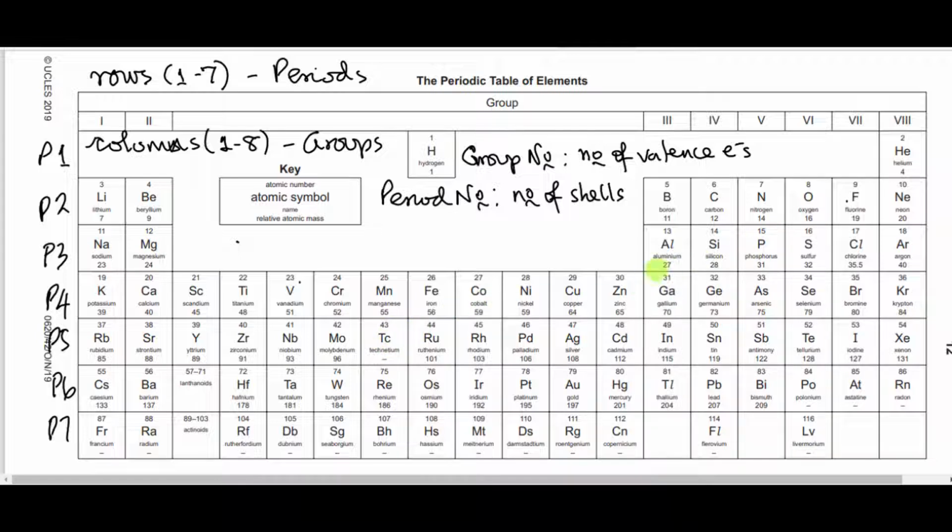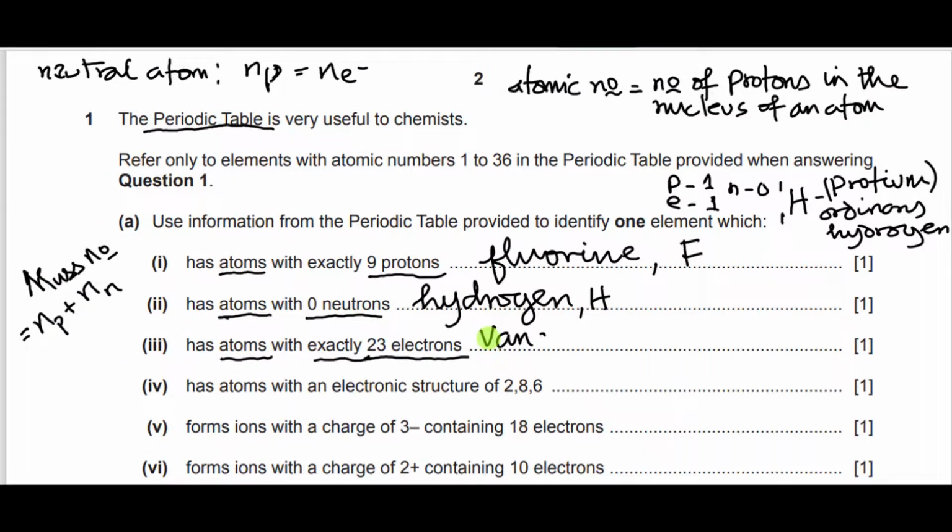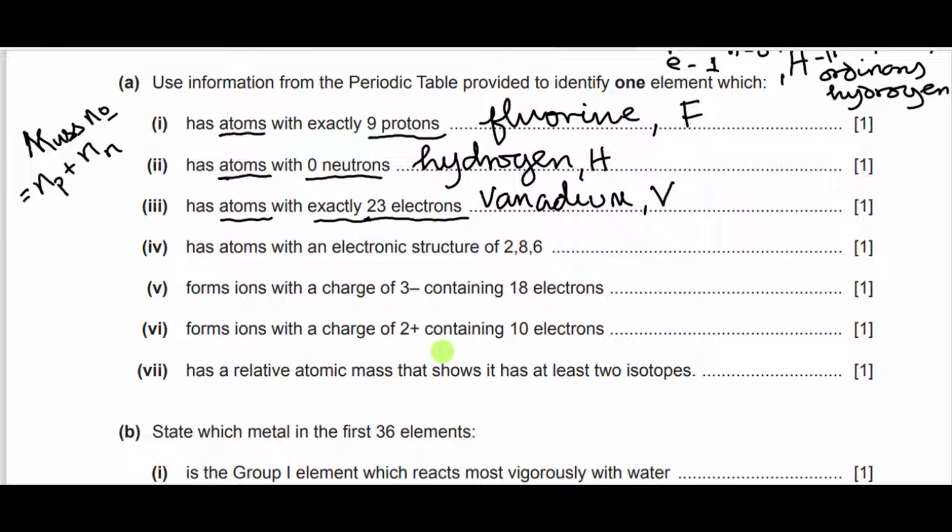At least you are familiar with the first 20 elements, from hydrogen to calcium, which is 20. So scandium 21, titanium 22, vanadium 23. So the answer is vanadium. That's V. Okay, we move.